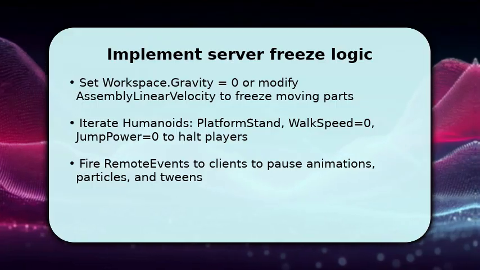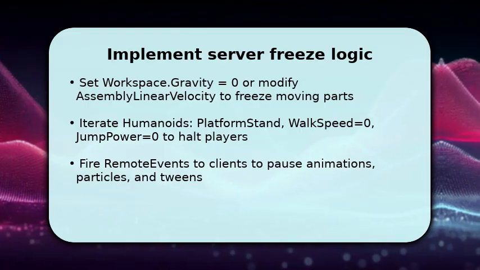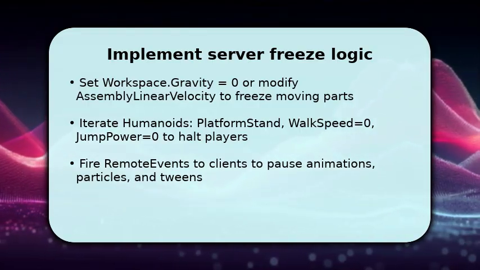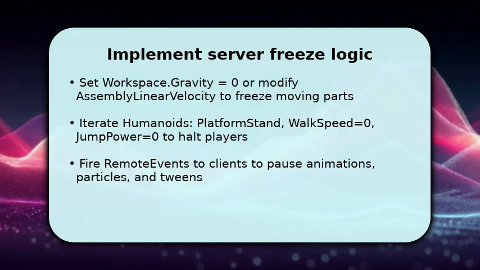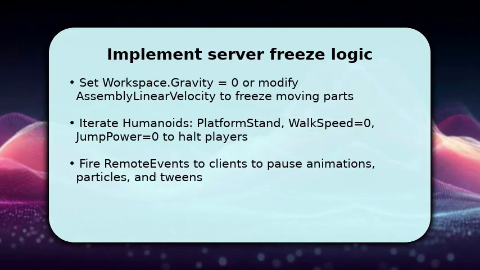Gravity to 0, and for each BasePart set AssemblyLinearVelocity to Vector3.new(0, 0, 0) to prevent drifting. At the same time, loop through players and set Humanoid.PlatformStand true, WalkSpeed 0, and JumpPower 0 so characters stop immediately.